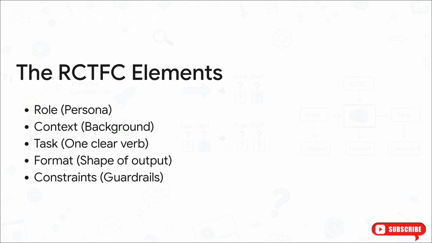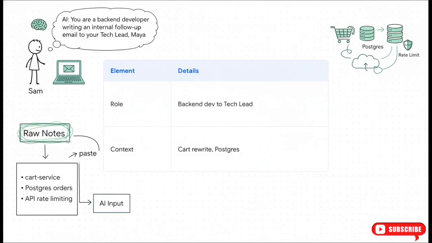To totally guarantee quality, we use this RCTFC framework to lock down specific variables. It stands for role, context, task, format, and constraints. By defining the exact persona the AI should adopt, feeding it the necessary background context, giving it a single clear verb for the task, dictating the literal physical shape of the output, and setting firm guardrails, you completely eliminate the AI's ability to guess. Every single letter in this acronym acts as a structural wall, keeping the model from wandering off track. Let's actually apply this base architecture directly to Sam's task.